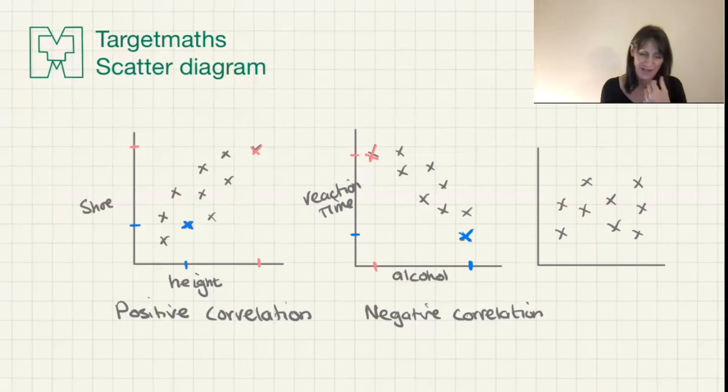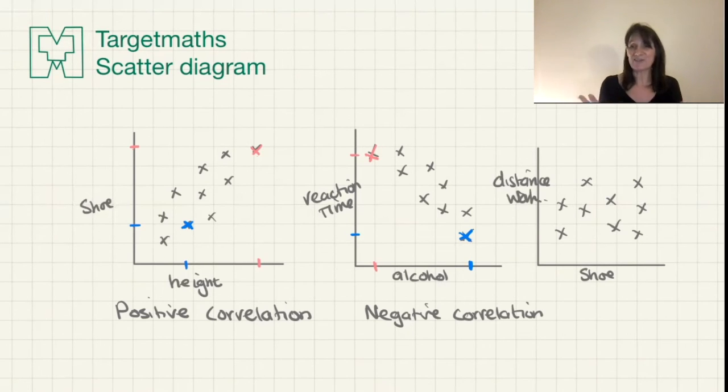The idea that I came up with as an example here was somebody's shoe size and the distance they travel to work. You know, there's just not going to be a correlation at all, is there? It's not that people with big feet work further away than people with small feet. It's never going to have a relationship. So you've got this no correlation situation.